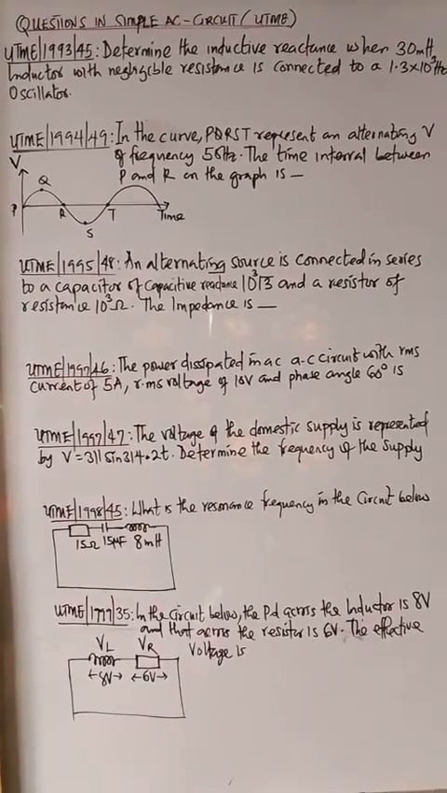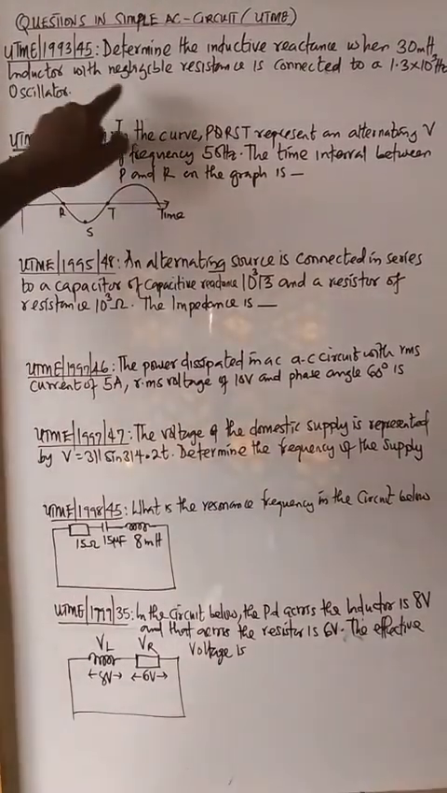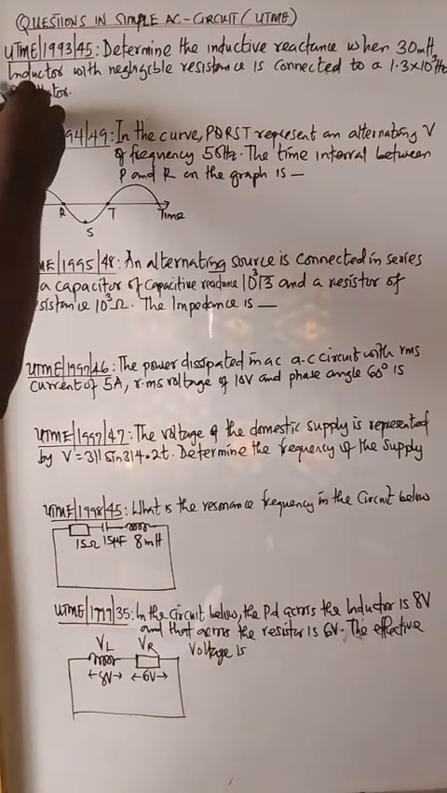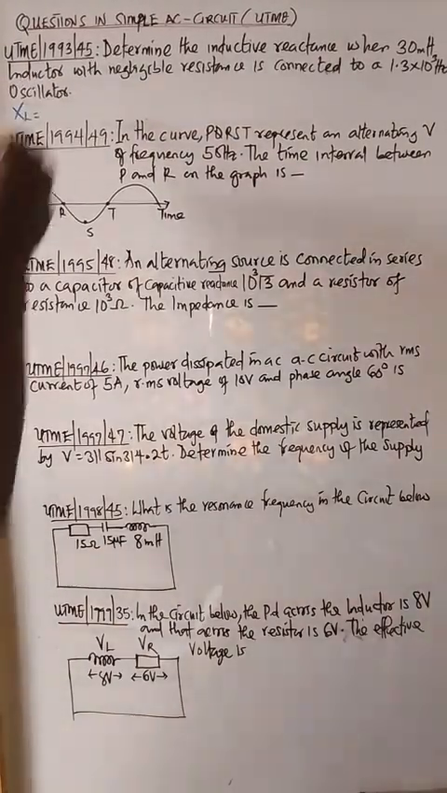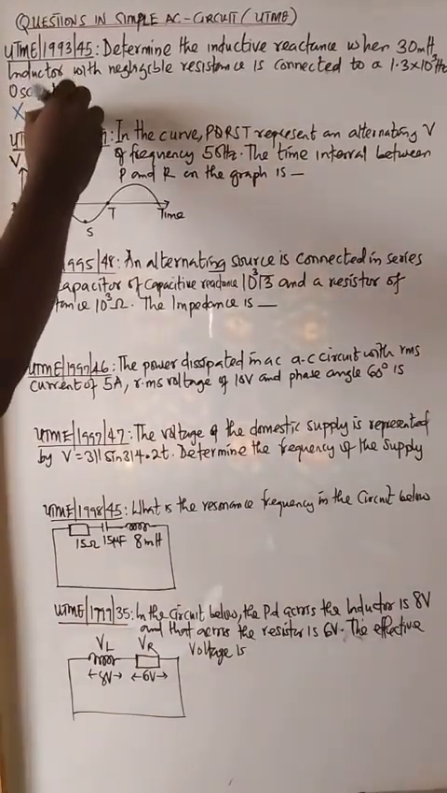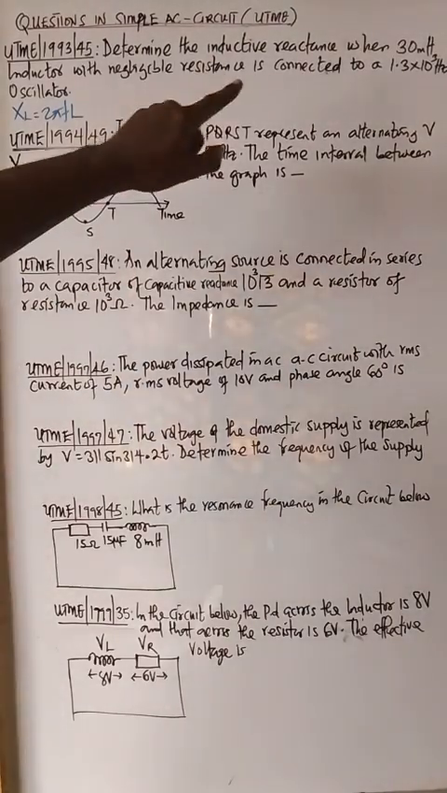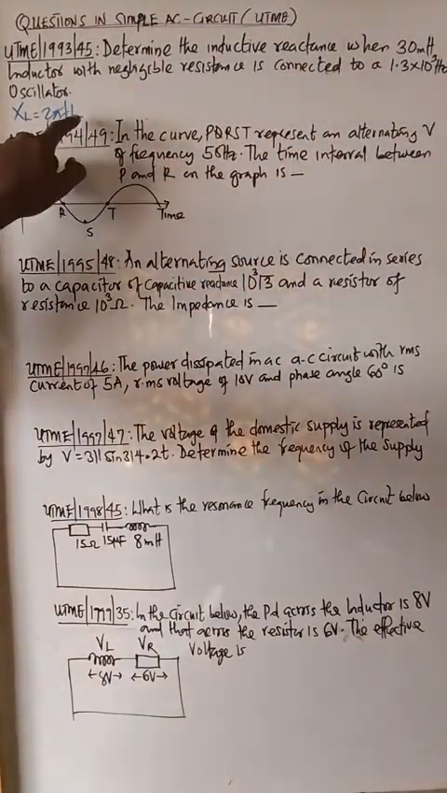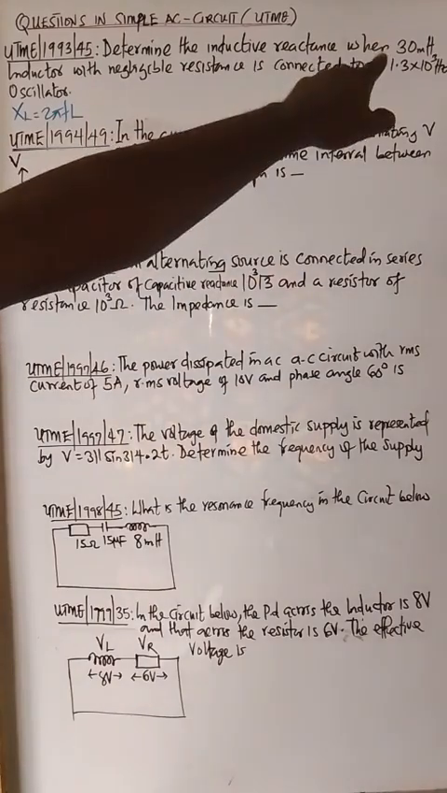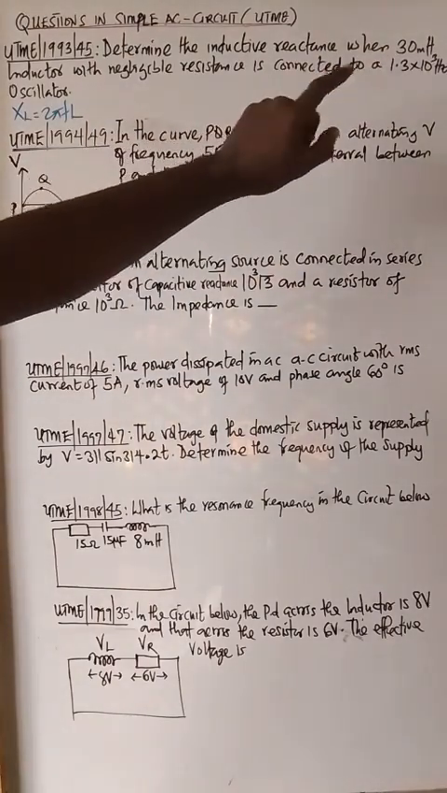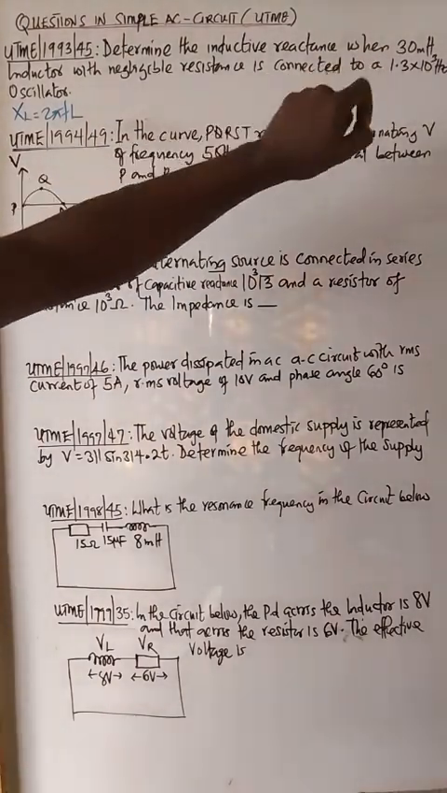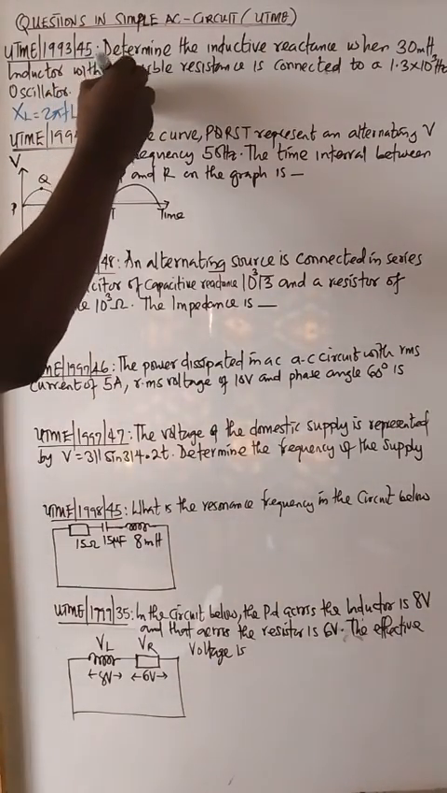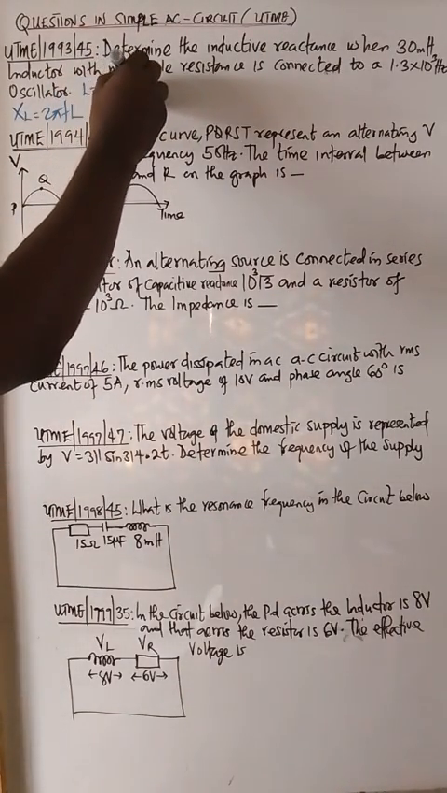Alright, consider the following question, the first one. Determine the inductive reactance, that is XL. You are looking for XL. I know XL to be 2πfL. L is 30 millihenry, but the unit is Henry, so milli is over 1000. When you divide 30 by 1000, you get 0.03. So it means L is given to be 0.03 Henry.